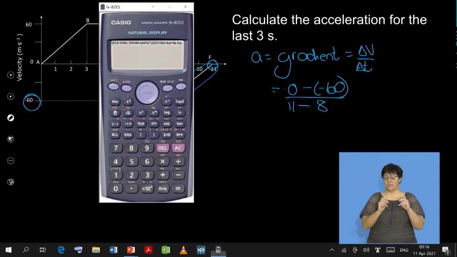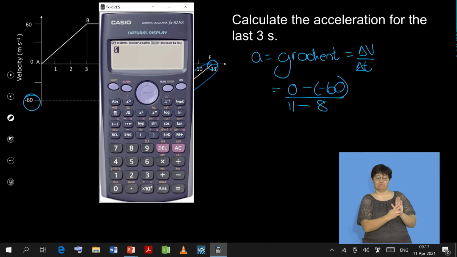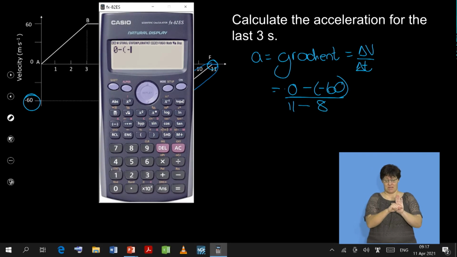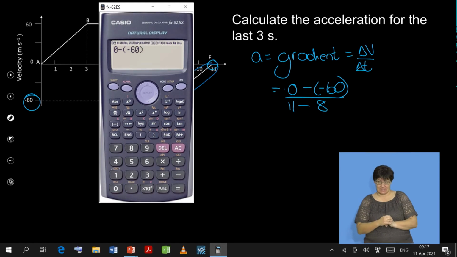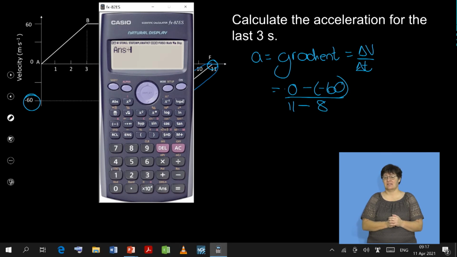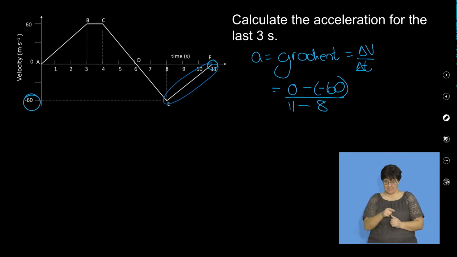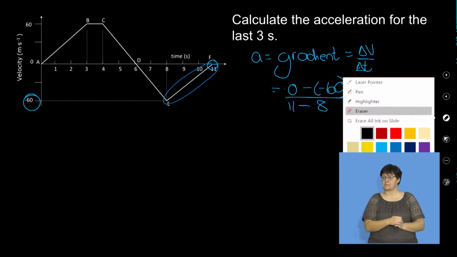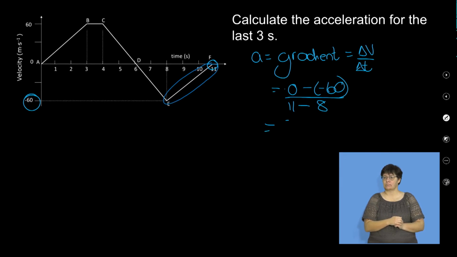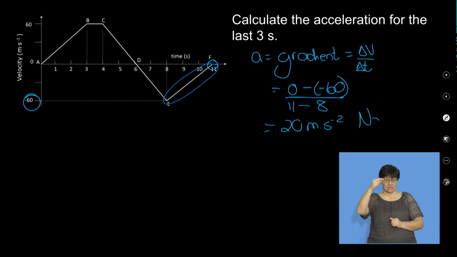Okay, so let's put it on the calculator. So I've got 0 minus 60, divided by 11 minus 8, and I get 20, which I'm happy with because it means, maybe I should actually have a pen. There we go. So it's 20 meters per second squared, and it's north, and I'm happy with that because it's a positive gradient. Let's do it with equations of motion.